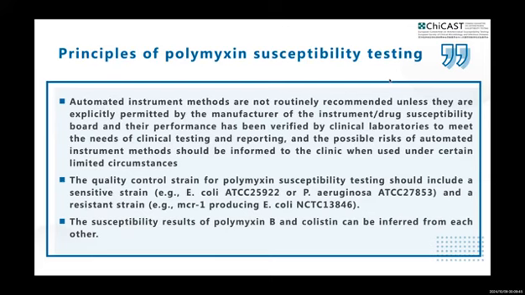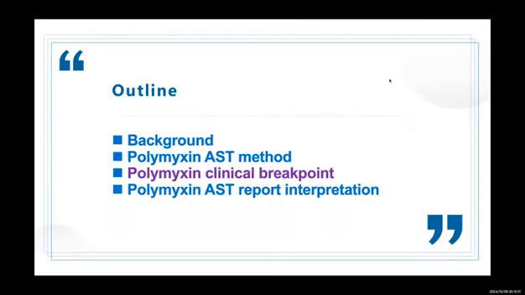The quality control strains for polymyxin susceptibility testing should include a sensitive strain such as ATCC 25922 and a resistant strain such as MCR-1 producing E. coli NCTC 13846. The susceptibility testing results of polymyxin B and colistin can be inferred from each other. The third part of my talk is polymyxin clinical breakpoint.